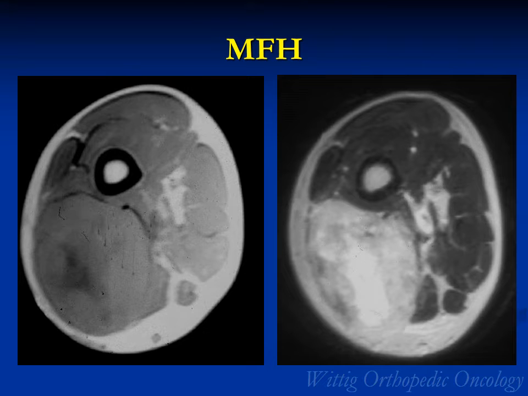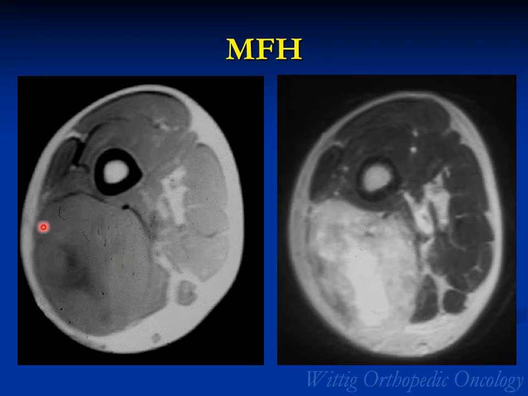This is an MRI of an MFH of the thigh, and what we see here is a T1 weighted image and a T2 weighted image. This is your femur, and here is a large mass developing from the posterior compartment of the thigh. It's growing in a ball-like manner. It's compressing the adjacent muscles into a pseudocapsular layer. The mass is heterogeneous on the T1 weighted image and heterogeneous on the T2 weighted image.